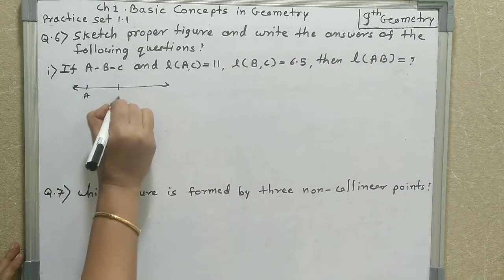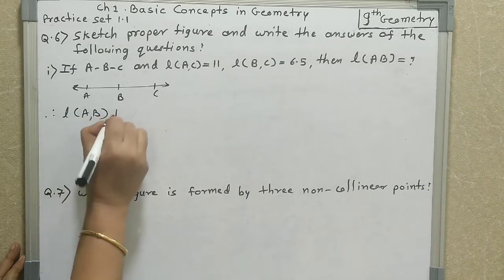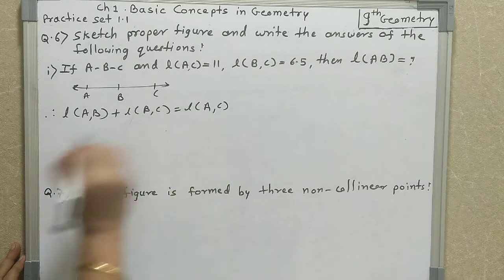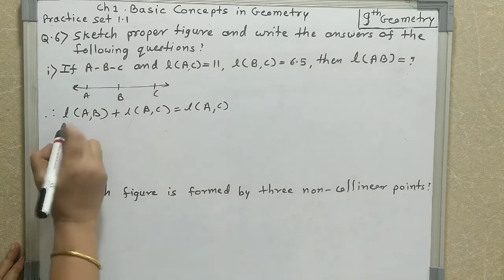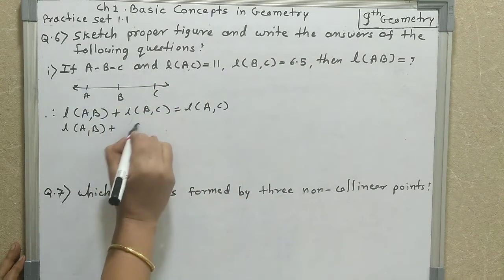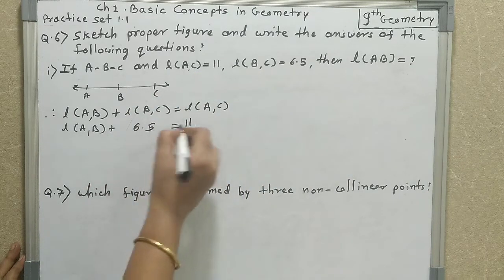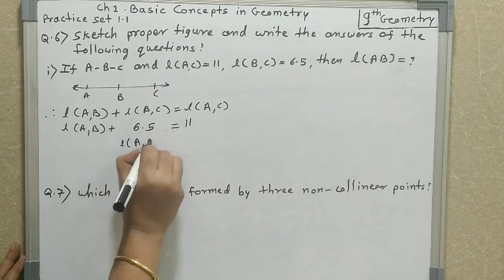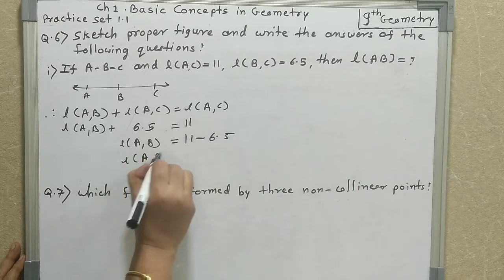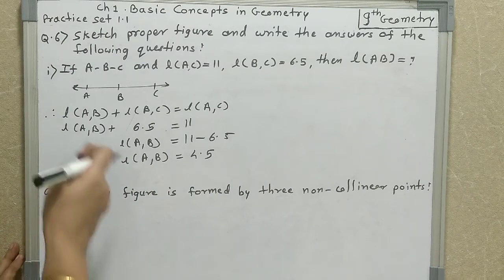Here A, B and C. Therefore, length of AB plus length of BC is equal to length of AC. Here we find the length of AB. Here the value of BC is 6.5. The length of AC is 11. 6.5 here plus, that side minus. Length of AB is equal to 11 minus 6.5. So length of AB is equal to 4.5. This is the answer. Now the next two questions are the same.